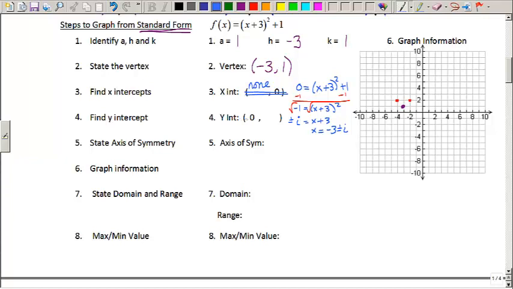To get my y-intercept, I'm setting x equal to 0. So when I try to find x is equal to 0, I'm really just finding f of 0, which is (0 plus 3) squared plus 1. 3 squared is 9, 9 plus 1 is 10. So I found another point, 0, 10.